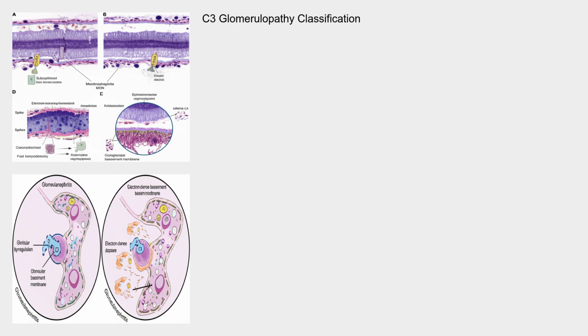C3 glomerulopathy is broadly classified into two main subtypes based on electron microscopy findings: dense deposit disease, or DDD, and C3 glomerulonephritis, or C3GN. In DDD, the electron microscopy shows extremely electron-dense transformation of the glomerular basement membrane. C3GN shows deposits that are not electron-dense within the mesangium, subendothelial, and subepithelial areas. While both subtypes involve C3 dysregulation, the location and nature of these deposits differ, potentially affecting disease progression and response to treatment. This distinction is important, even though treatments often overlap.